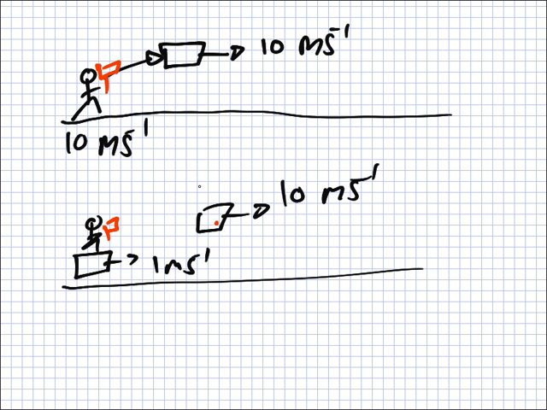Because you're going 1, relative to you it looks like it's only going at 9. And in fact, if you were going at 10, it would seem like it's stationary from your point of view. Now, keep that in your mind. Let's just change it a little bit.